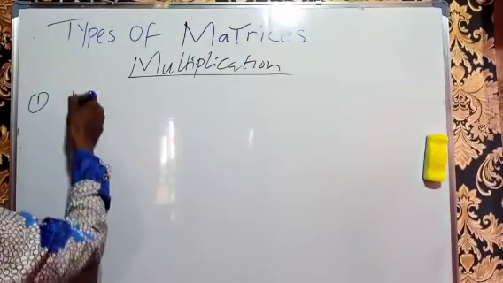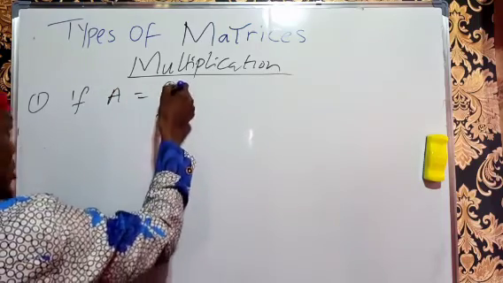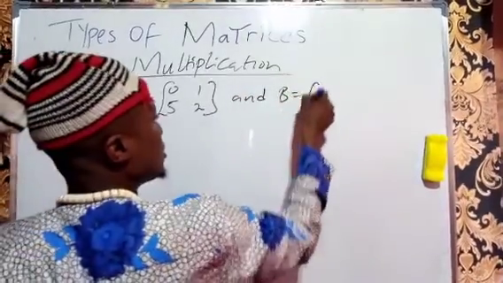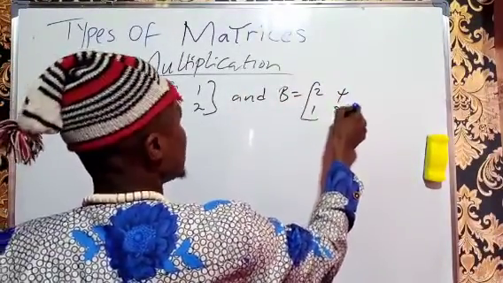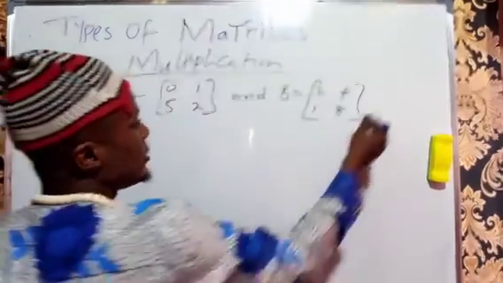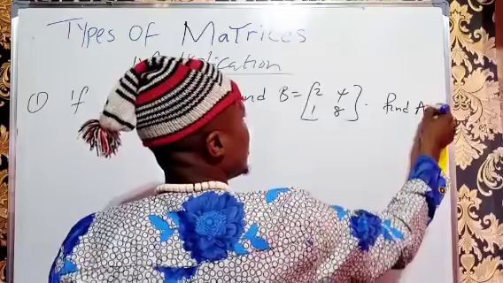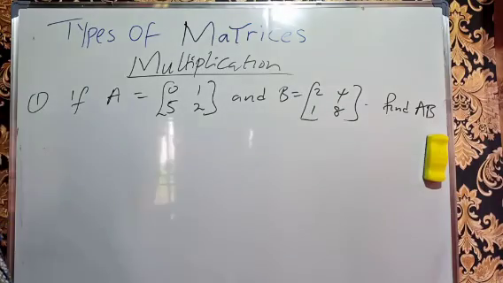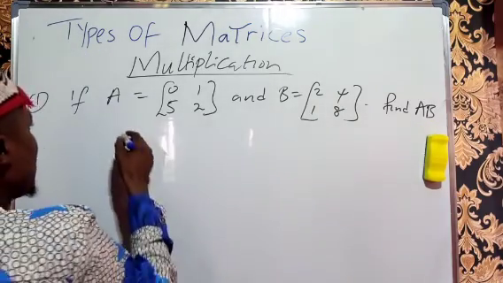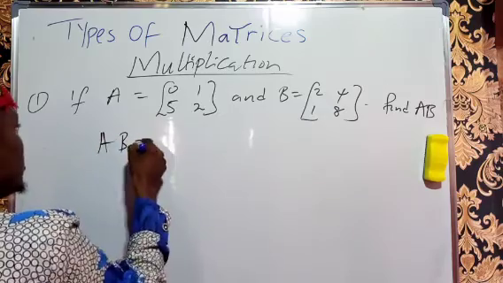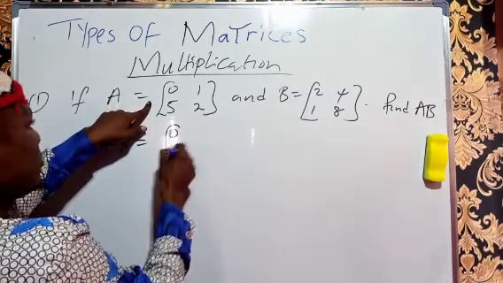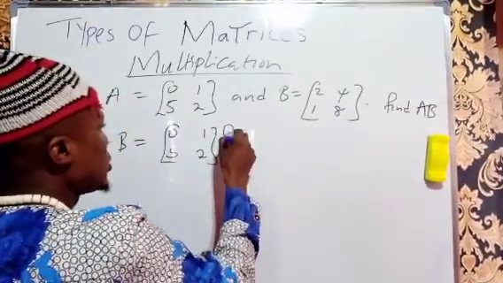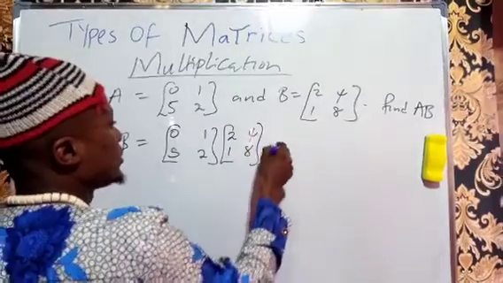Let's say you have A equals 0, 1, 5, 2 and B equals 2, 4, 1, 8, for instance, and you're asked to find AB. To find AB means they want us to multiply the matrix A by the matrix B. It's quite simple to solve. To do that, AB equals, A is coming first, 0, 5, 1, 2, multiplying matrix B, which is 2, 4, 1, 8.